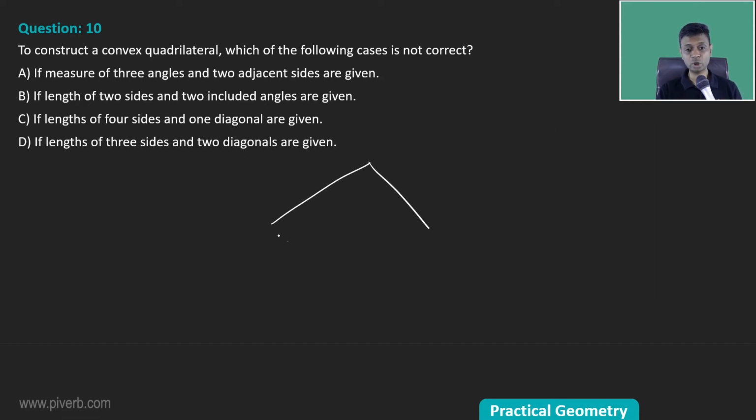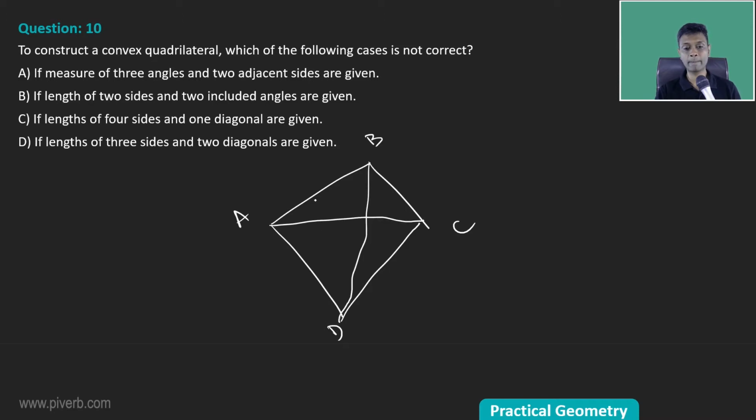3 sides and 2 diagonals. So we have A, B, C, D. So we know AC, we know BD, and let's say we know these 3. Now what will we do? Again, think triangles. We know AB, BC, and CA. Let's construct that. AB, BC, CA. Wonderful.